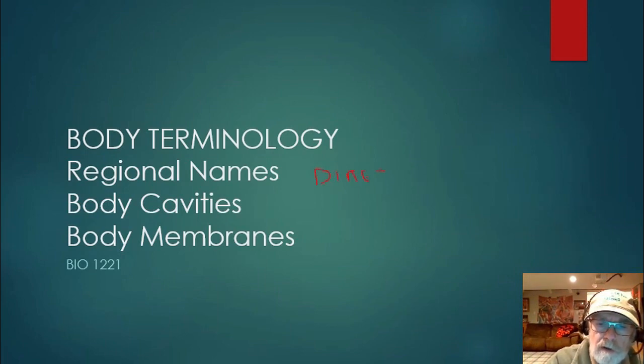Directional terms. These are really important. I don't think there was ever a day in the clinic where I didn't use regional names and directional terms, at least in some way, shape, or form. We're also going to talk about body cavities, because the body has a number of different cavities. We want to talk about what those cavities are and how we divide them. And those cavities have to be lined with something. So guess what they're lined with? They're lined with body membranes. I'm going to tell you a little bit about those body membranes today.